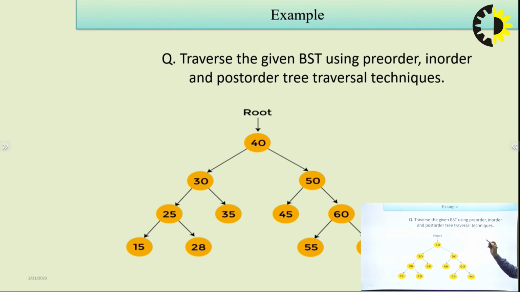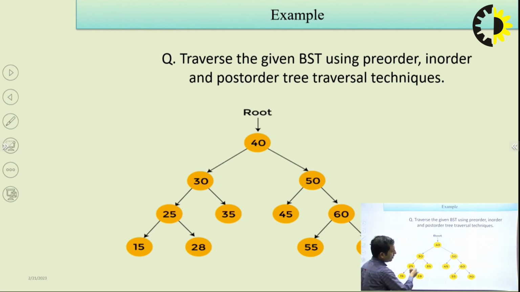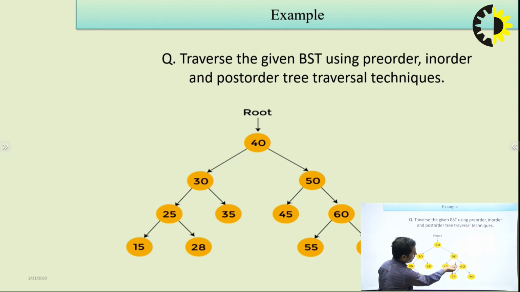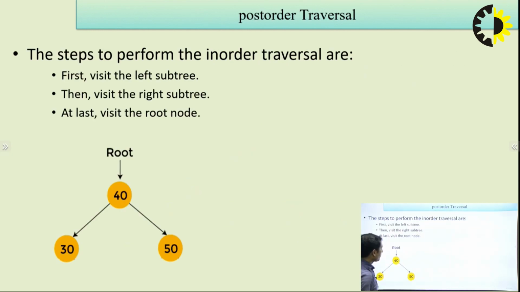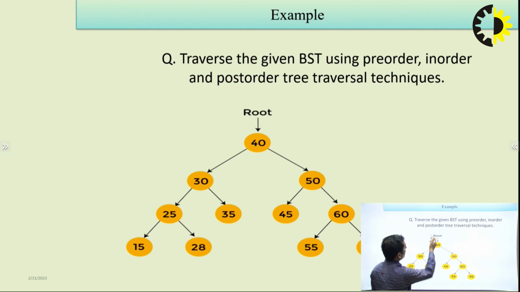So, now traverse the given BST. This is a BST, binary search tree. This is a special kind of tree in which, if this is 40, then the left subtree contains the keys lesser than this particular parent node, and the right subtree contains more values than this particular root node or parent node, as we will see here. So, this type of arrangement is considered in the BST. So, traverse the given BST using the pre-order, in-order and post-order tree traversal techniques. Let us see how to traverse this tree.